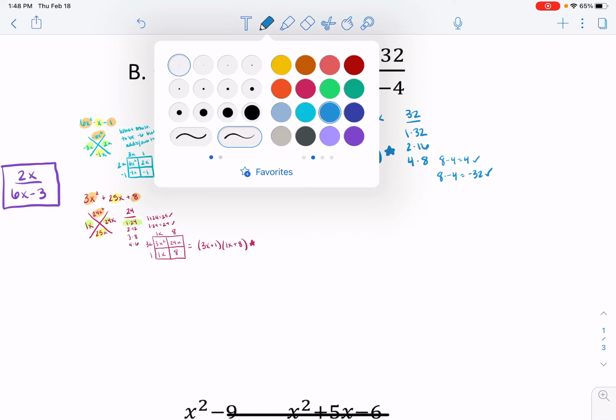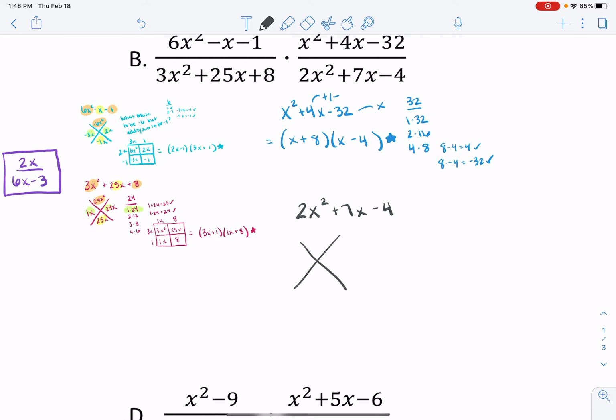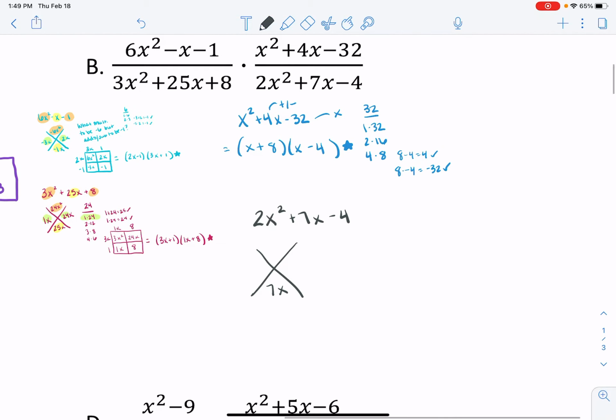All right, and the very last one is 2x squared plus 7x minus 4. So this is the diamond method again. So I'm going to make my diamond. 7x goes here. 2x squared times negative 4. That'll give me negative 8x squared.